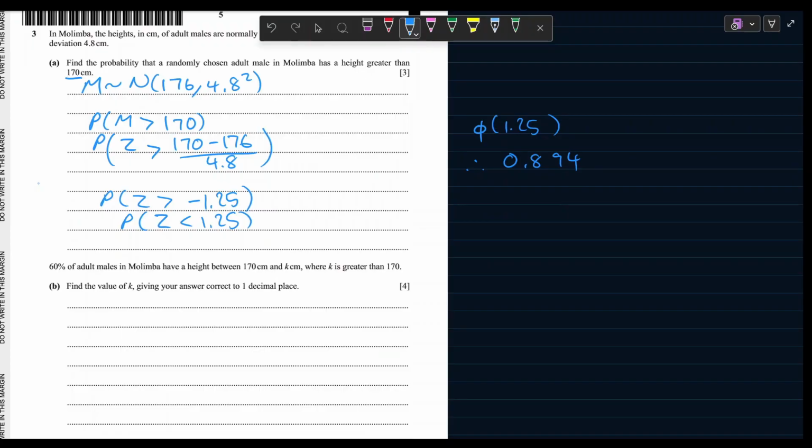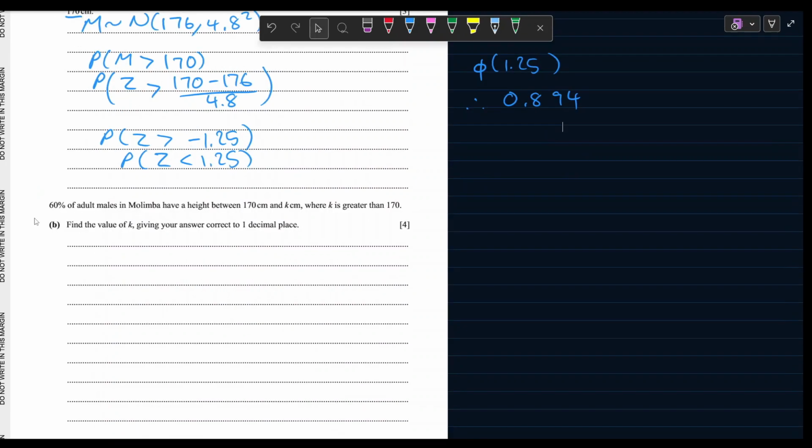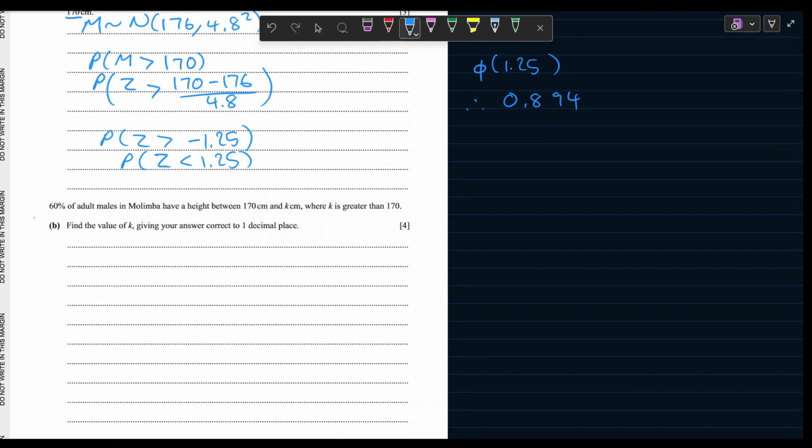60% of adult males in Molimba have height between 170 centimeters and K centimeters, where K is greater than 170. Part B, find the value of K, giving your answer correct to 1 decimal place. So we have been told that the probability that males in Molimba have a height between 170 and K is equal to 0.6.